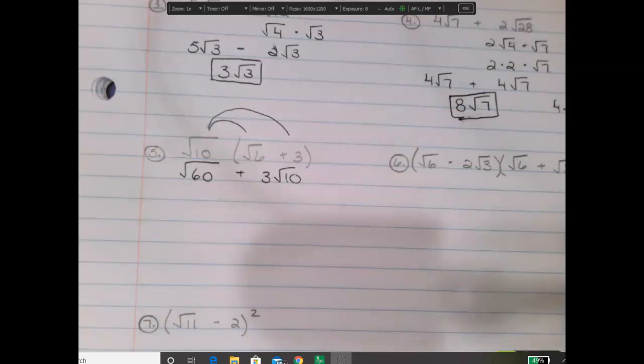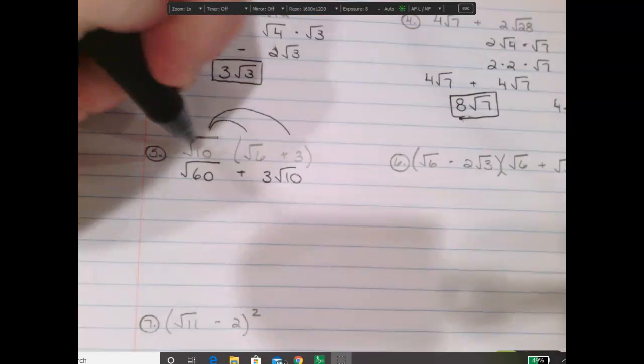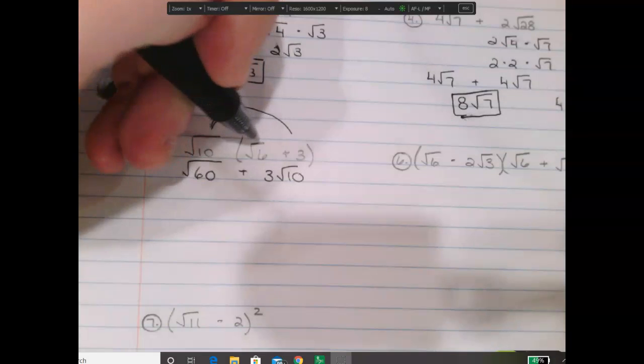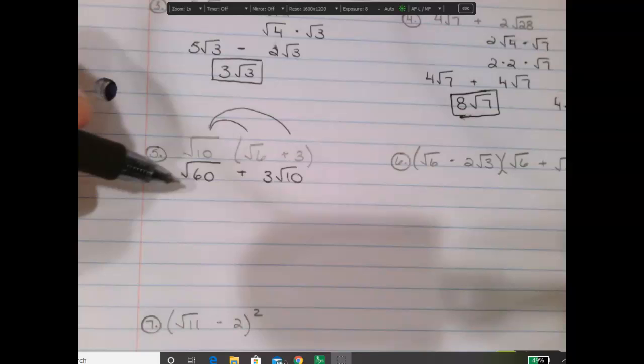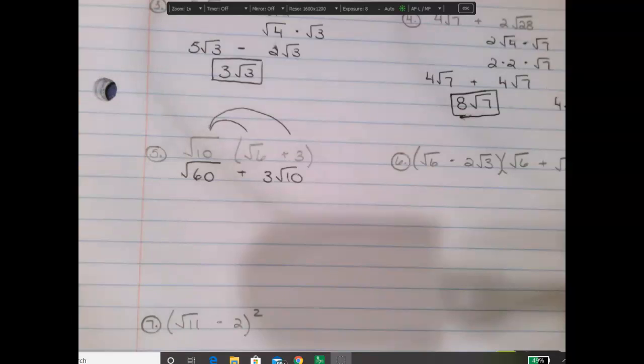Now, my problem is very similar to what we did on 1, 2, 3, and 4. Whenever we distribute, we're simply multiplying whatever is on the outside by the quantity on the inside. Now I need to break this apart. I can simplify radical 60. So let's go ahead and simplify radical 60.